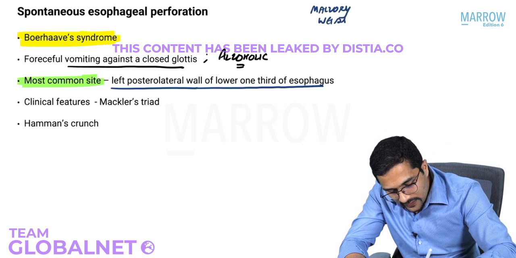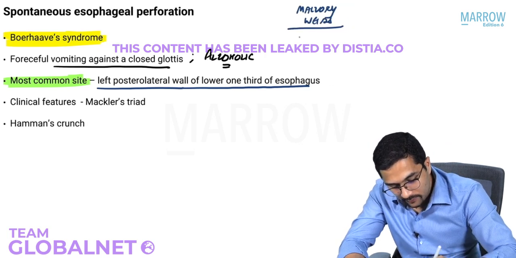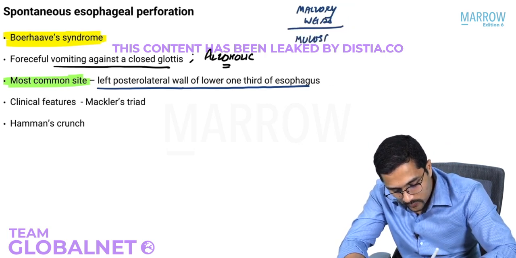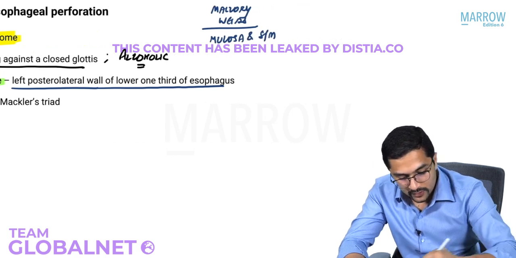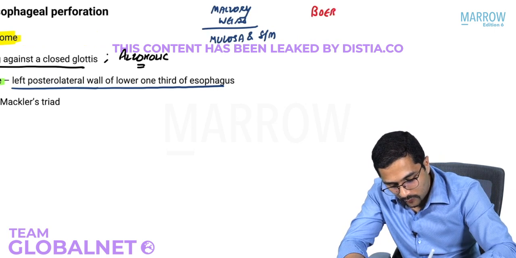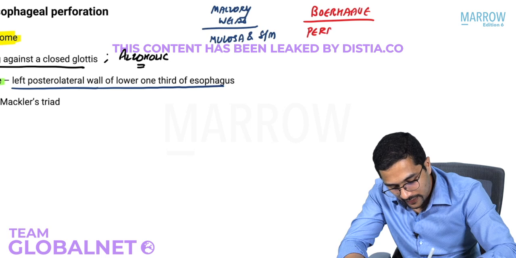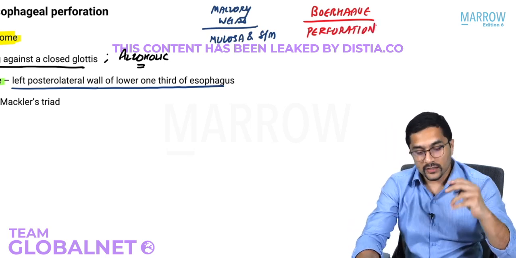So Mallory-Weiss is just a tear in the mucosa or the submucosa. Whereas Boerhaave syndrome is a full thickness perforation. I mean, all the layers will get perforated. So that is difference number one.